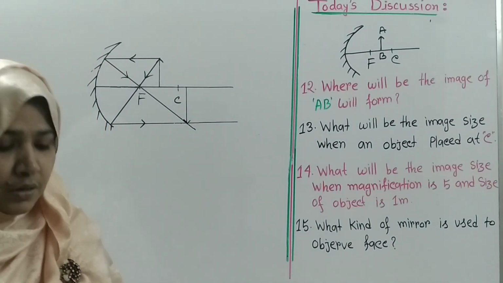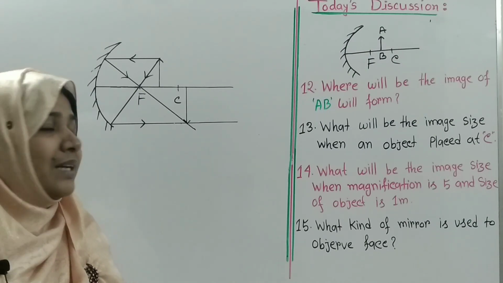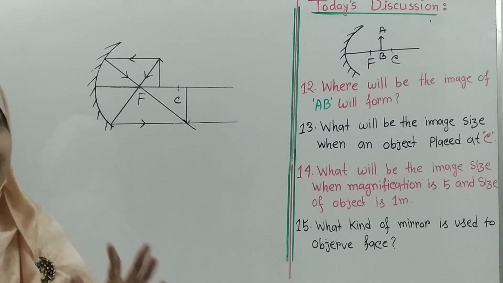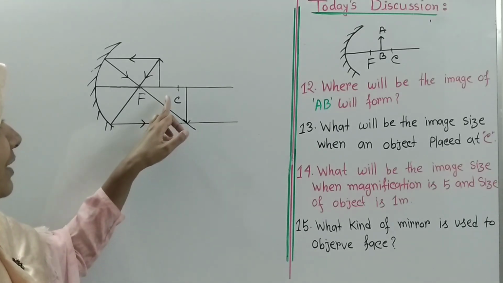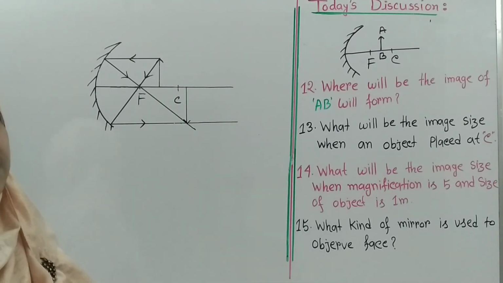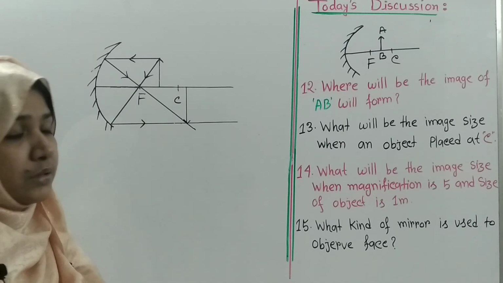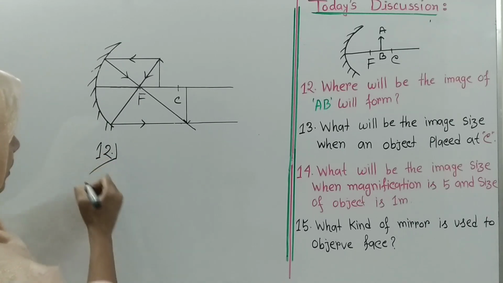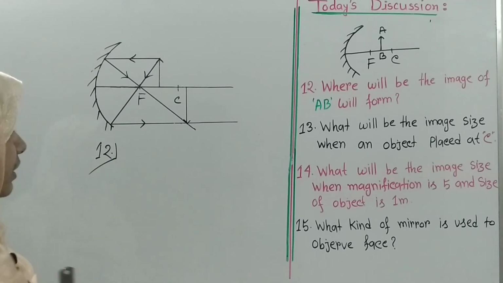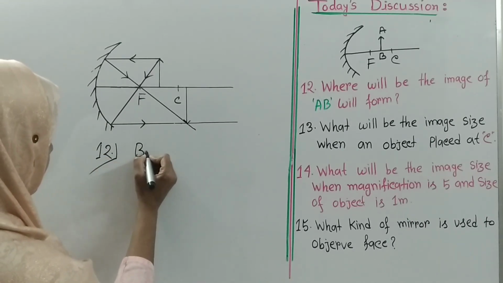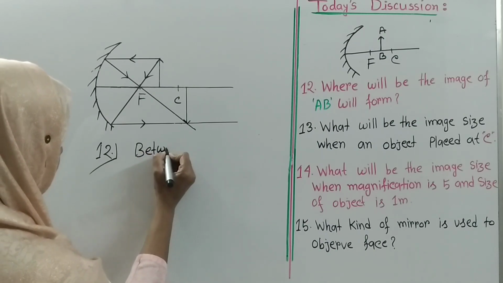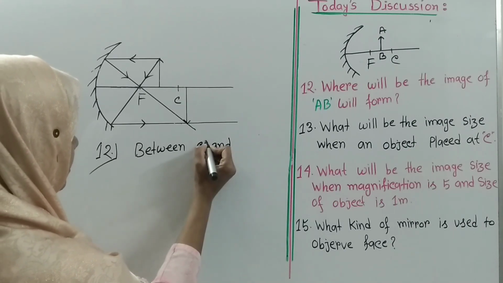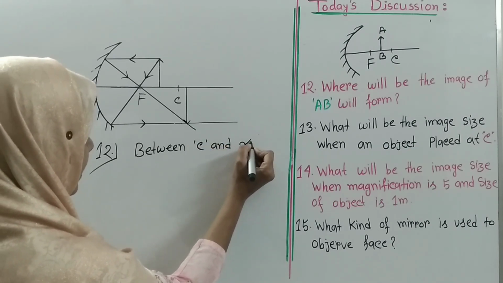So, we can say that if an object is placed between focus and center of curvature, then the image will form between the center of curvature and infinity. So, the answer of question 12 is: where will the image form? Image will form between C, that is center of curvature, and infinity.